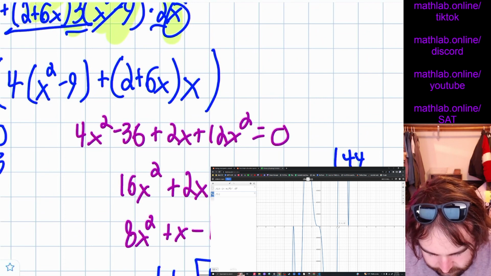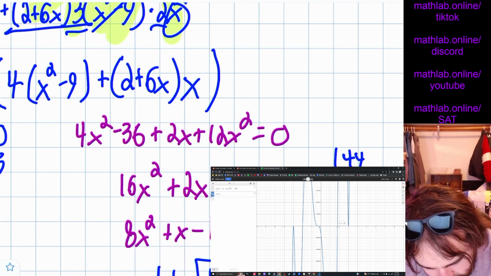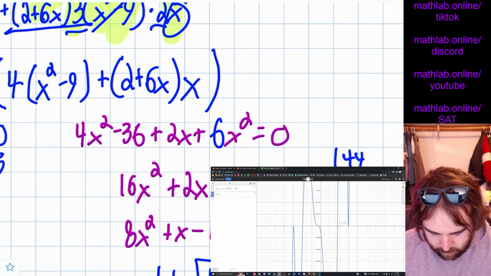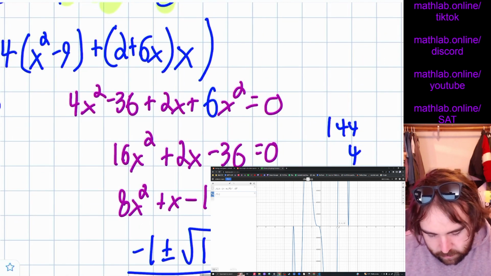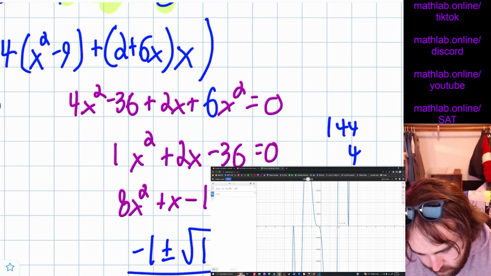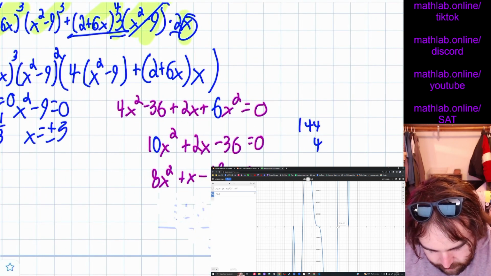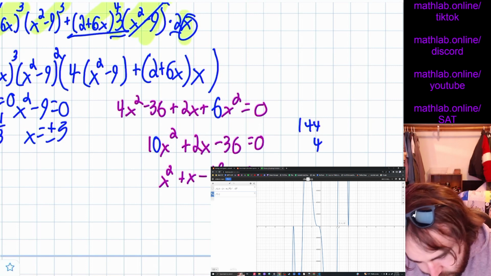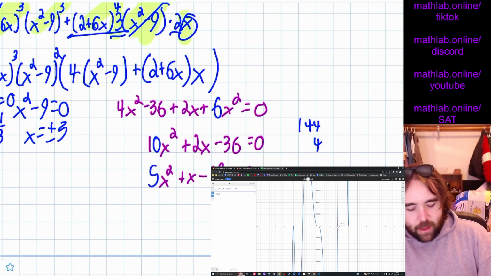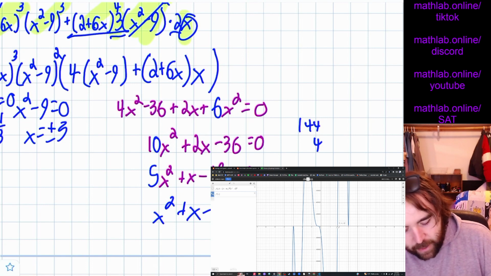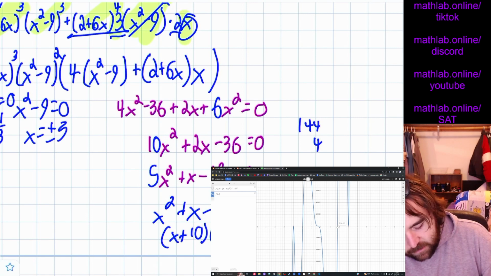Oh my goodness. Oh my goodness. Why did I make that a 12? That's a 6. Are you kidding me? So this is a 10. So if that's a 10, then we would divide by 2. It's a 5. And now you can factor just with the Richmond method, no problem. You go x squared plus x equals 90. You go x plus 10, x minus 9.